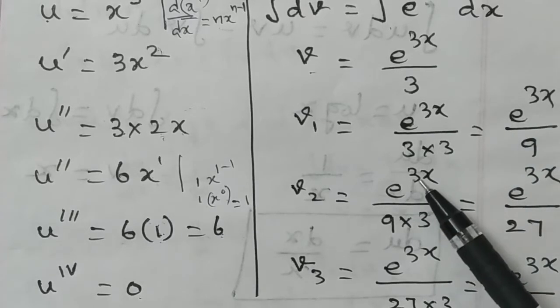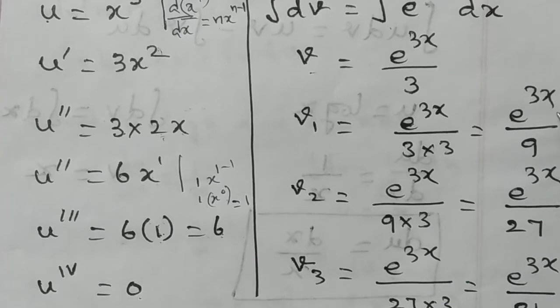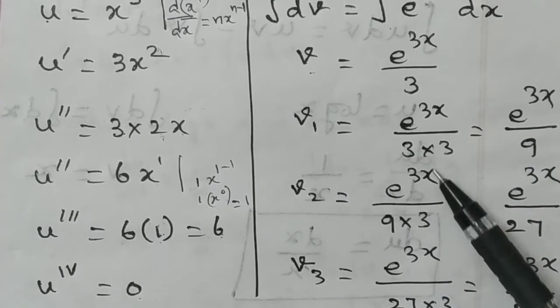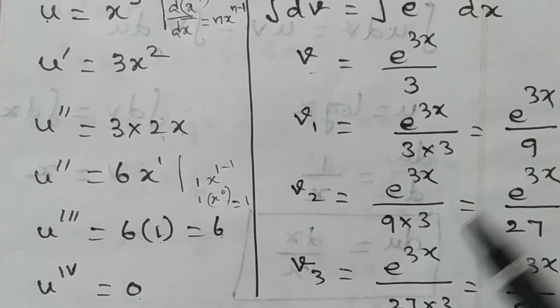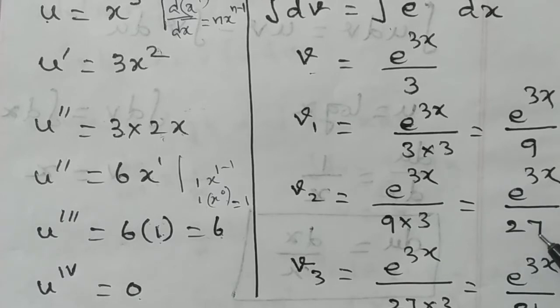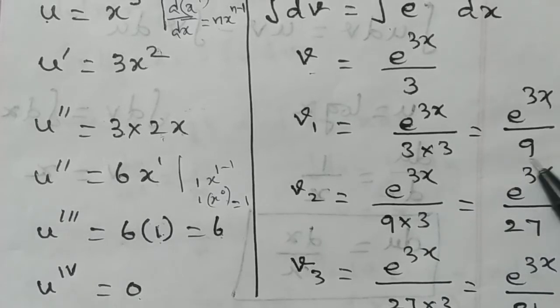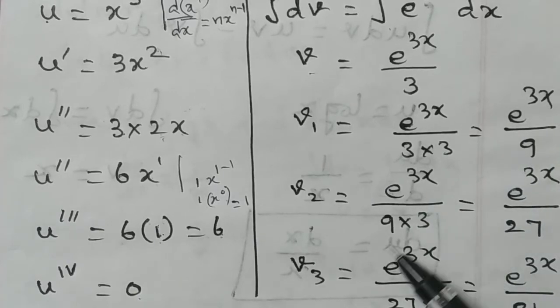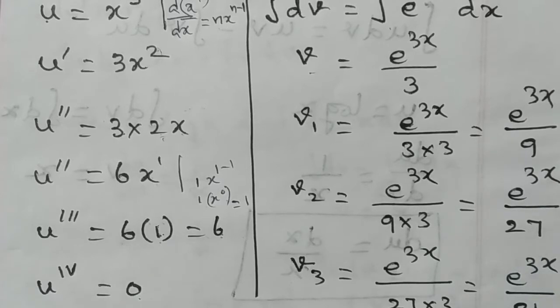E power 3x divided by 3. Integral of e power 3x is e power 3x divided by 3. Already 9 is there. 9 threes are 27. So e power 3x divided by 27. Next one, e power 3x. Integration of e power 3x is e power 3x divided by 3. Here 27 is there. 27 into 3 is 81. We get e power 3x divided by 81.